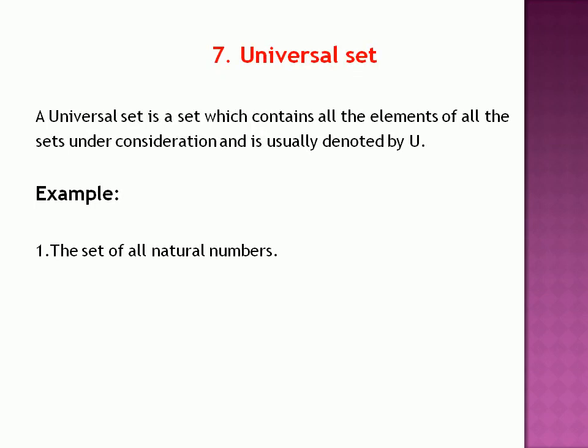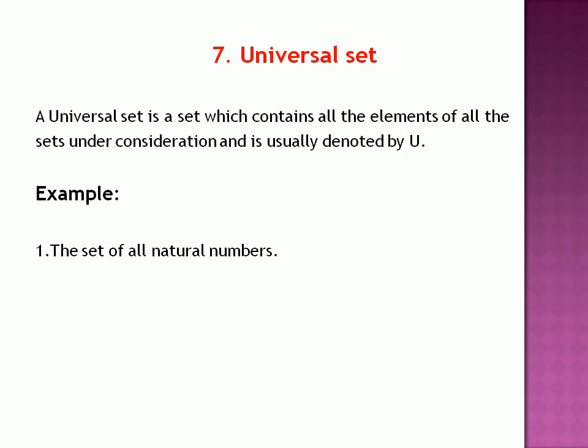Seventh one, universal set. A universal set is a set which contains all the elements of all the sets under consideration and is usually denoted by the capital letter U. What is meant by universal set? I will give you some examples. First one, the set of all natural numbers is a universal set.